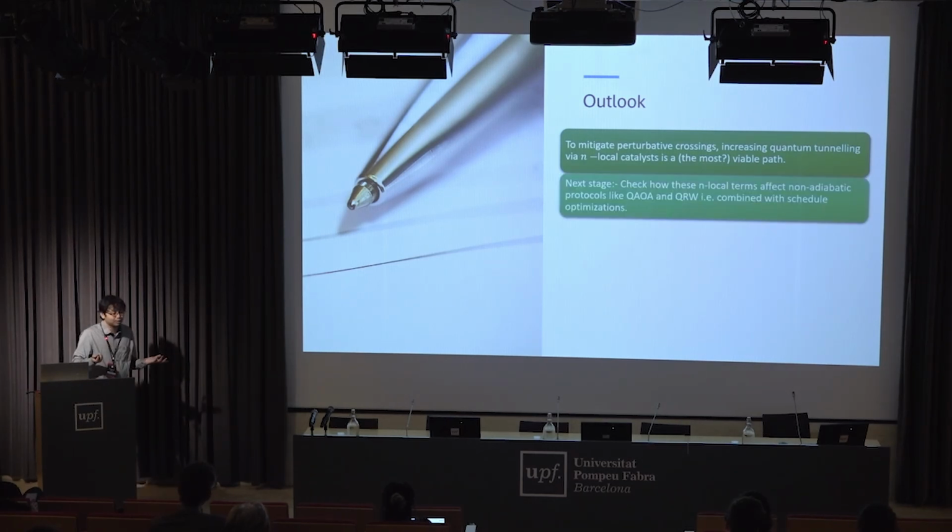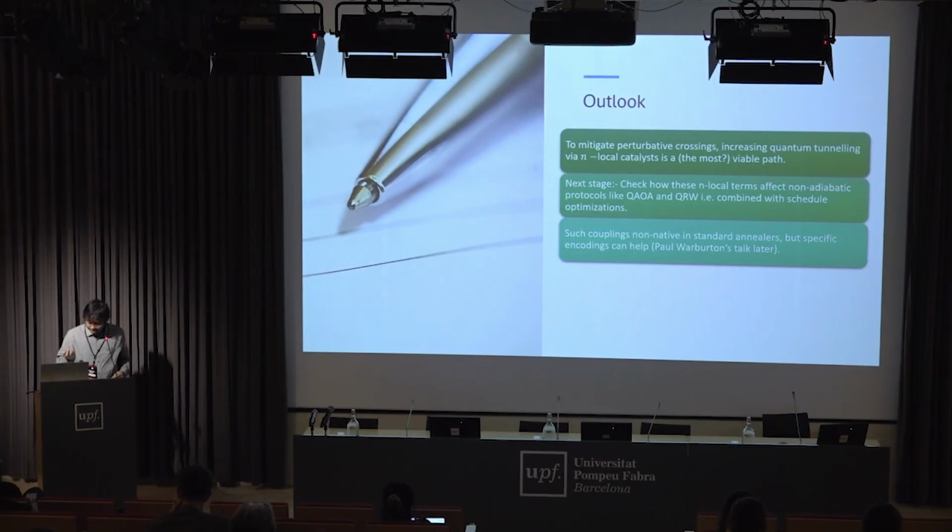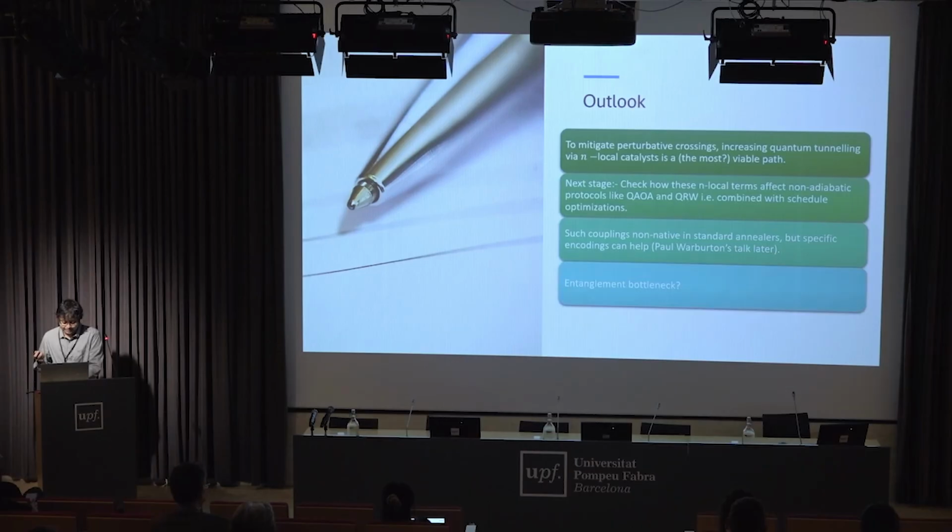The next stage where we want to do is introduce variation, combine this with schedule optimizations like variational algorithms like QAOA and quantum random walks and so on, add these terms and see whether they show further improvement. So these couplings which we are using are not native in the current annealers, but specific encodings can help. I think Paul will talk about that later. We have some ideas of how we can do this.